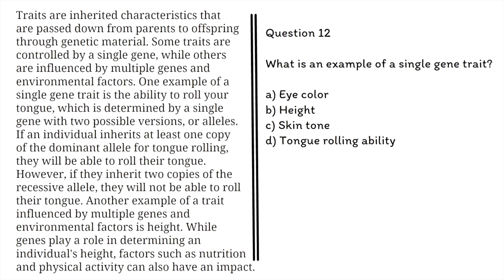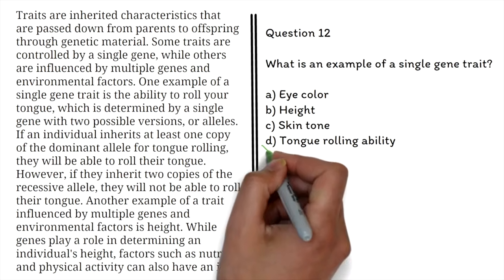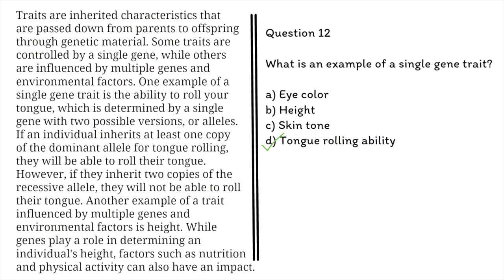Question 12. What is an example of a single gene trait? A. Eye color. B. Height. C. Skin tone. D. Tongue rolling ability. The correct answer is D. Tongue rolling ability. The passage provides tongue rolling ability as an example of a single gene trait that is determined by a single gene with 2 possible versions, or alleles.